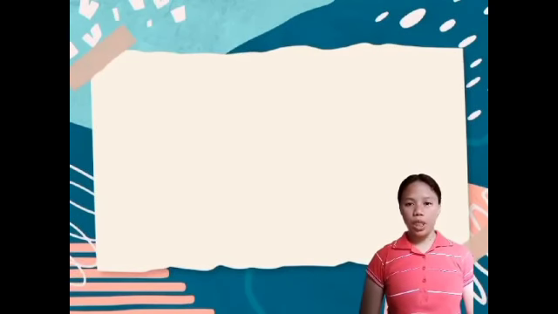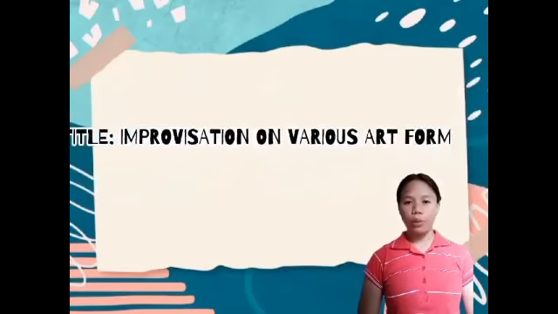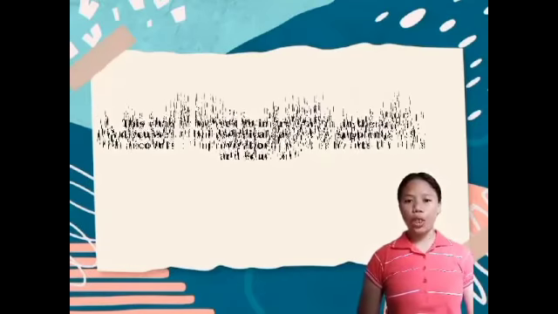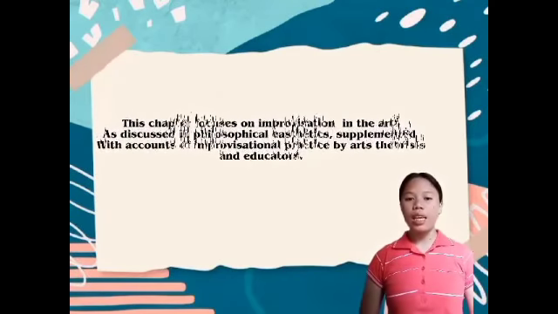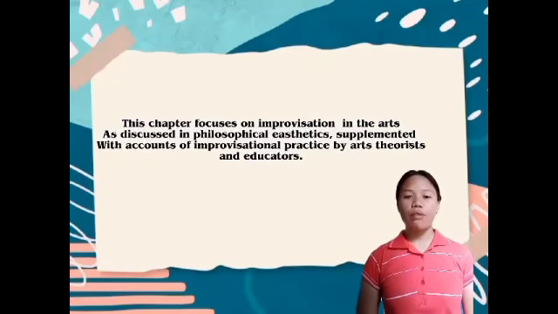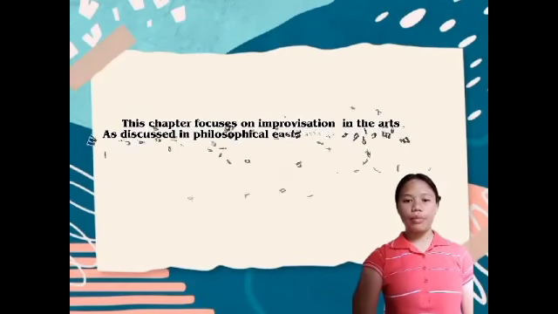The assigned topic is improvisation in various art forms. But before I discuss it, let me share a little about the importance of this lesson. This chapter focuses primarily on improvisation in the arts as discussed in philosophical aesthetics, supplemented with accounts of improvisational practice by arts theorists and educators.